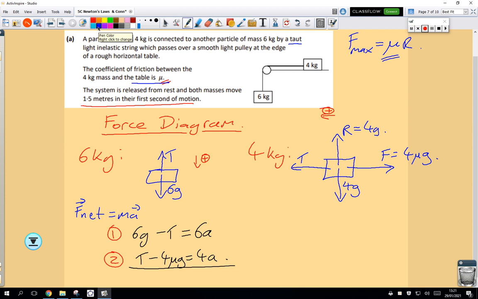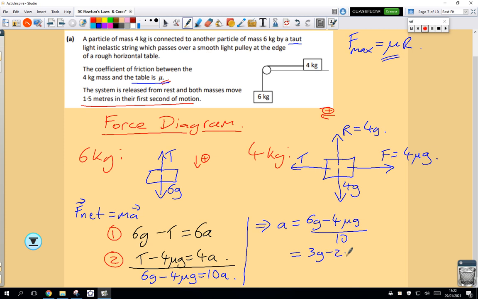So the t's here will cancel on addition. I'm going to get 6g minus 4 mu g is equal to 10 times a. Okay, so I can find the acceleration by dividing on both sides of that by 10. So the acceleration is going to be 6g minus 4 mu times g all over 10, which would simplify to 3g minus 2 mu g over 5.